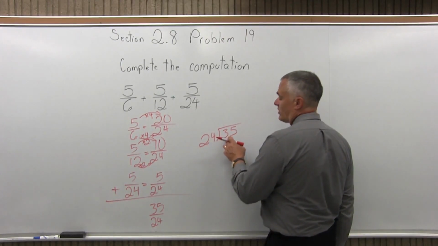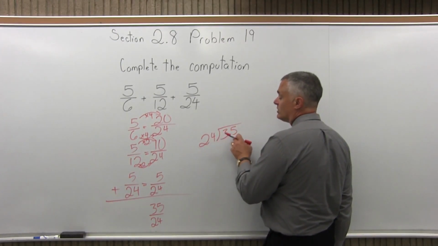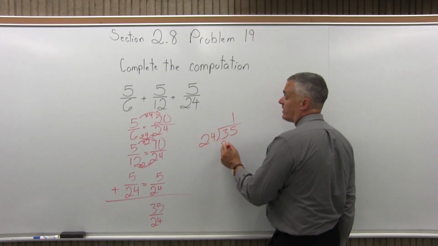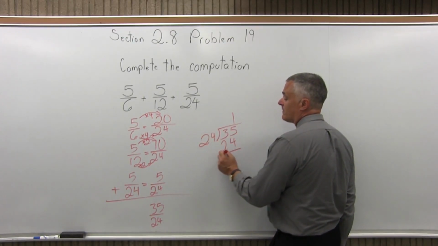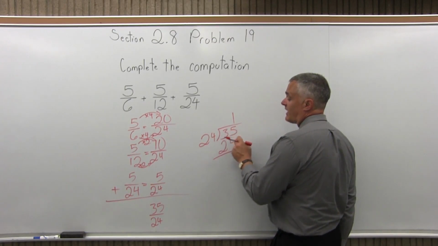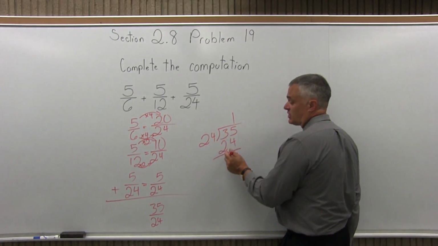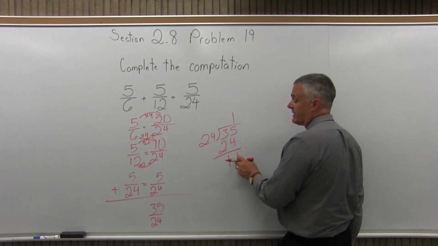So 24 won't go into 3. 3 is too small. It will go into 35, but only once. 1 times 24 is 24. And now I can subtract 35 minus 24. 5 minus 4 is 1. 3 minus 2 is also 1. So there's 11 as my remainder.